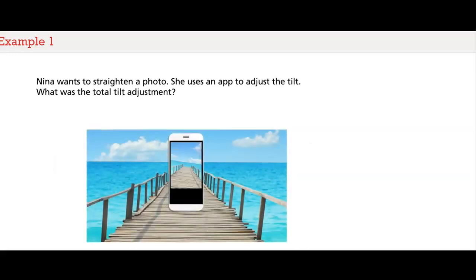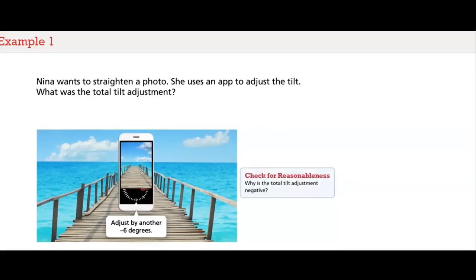Nina took a photo at the shore, but the photo is tilted. So she uses an app to adjust the tilt and make the photo look level. The tilt tool is set at 0. First, she adjusts the photo by -4 degrees. Then, she adjusts it another -6 degrees. What is the total tilt adjustment?